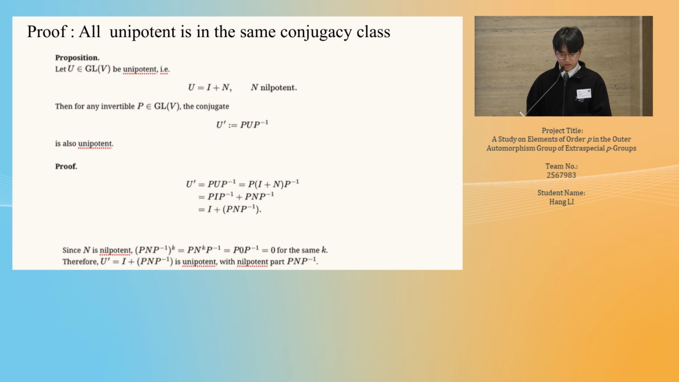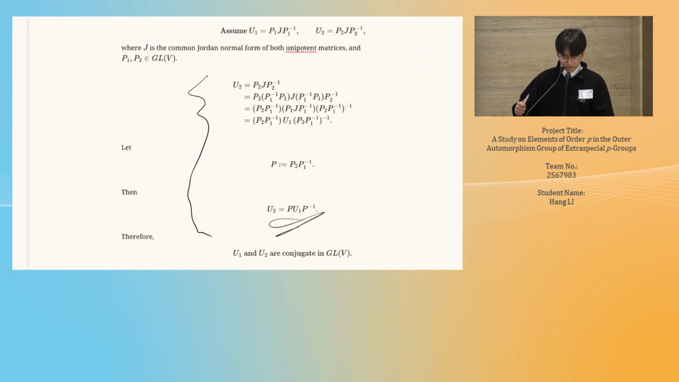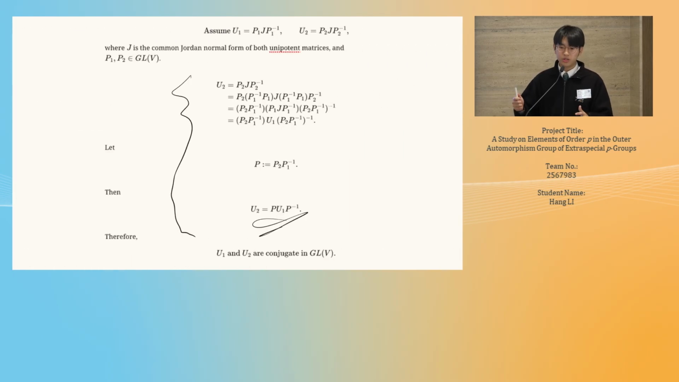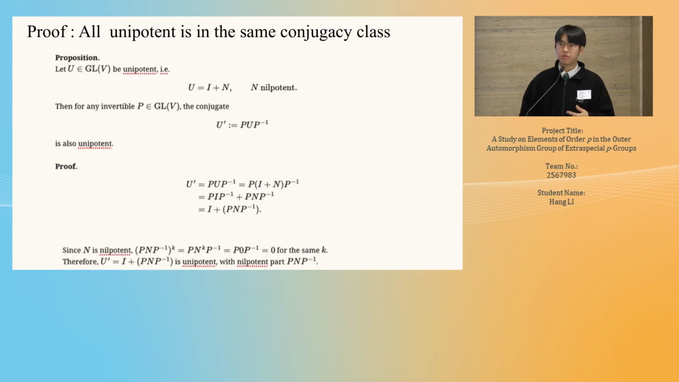After this, I proved that all the unipotents are in the same conjugacy class, but I didn't prove that the conjugacy class is filled only by unipotents. So this is the proof that the unipotents fill the whole conjugacy class.